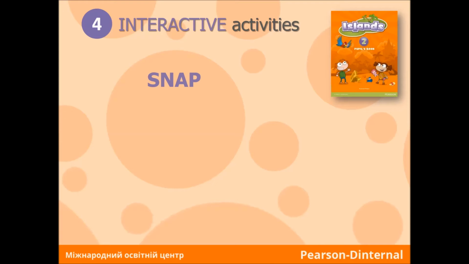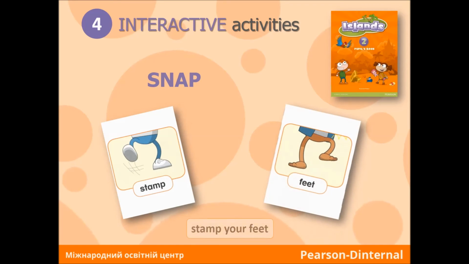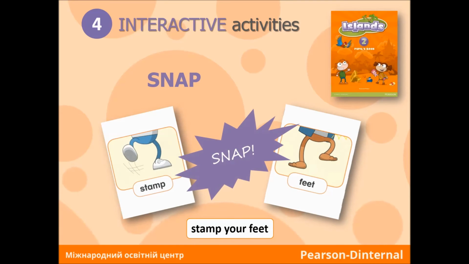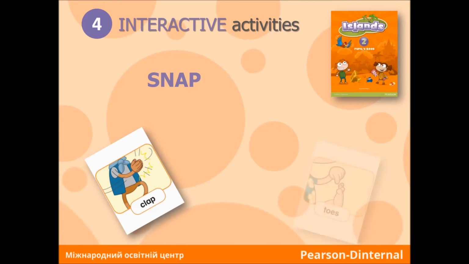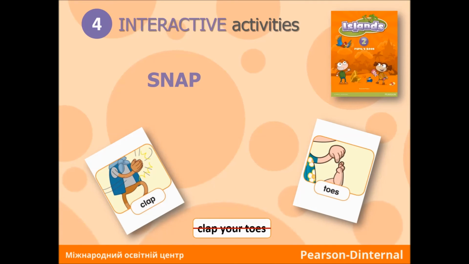In a small group, children draw cards one by one. If a card matches with the previous card, like stamp and feet, they form a phrase, stamp your feet. The first student to say snap can collect both cards. But if they get clap and toes, which don't match, they put the cards aside.